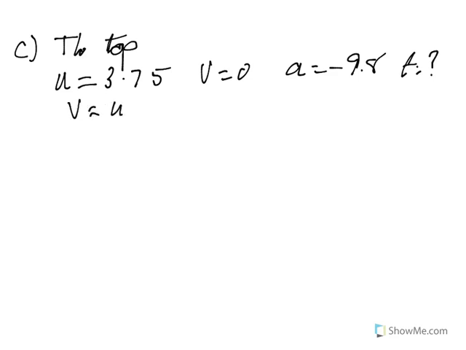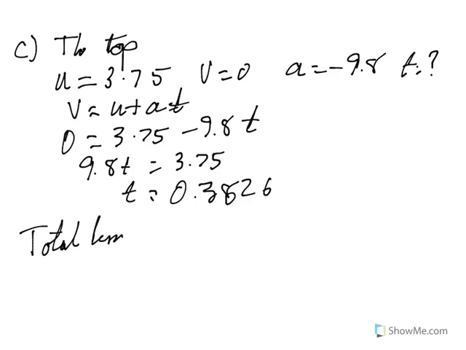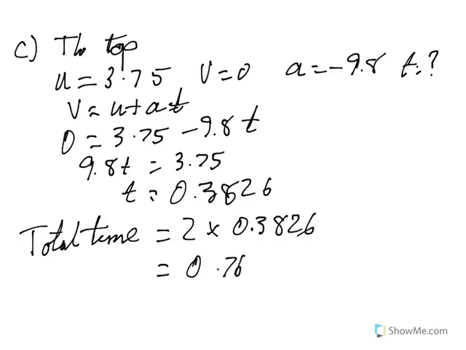So v equals u plus at, so 0 equals 3.75 minus 9.8t, 9.8t equals 3.75, so the time to the top, 3.75 divided by 9.8 is 0.3826 seconds, so the total time is 2 times that, which is 0.76530, which is three significant figures, 0.765 seconds for the total flight. All right.